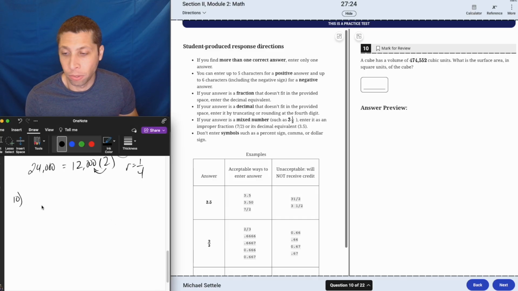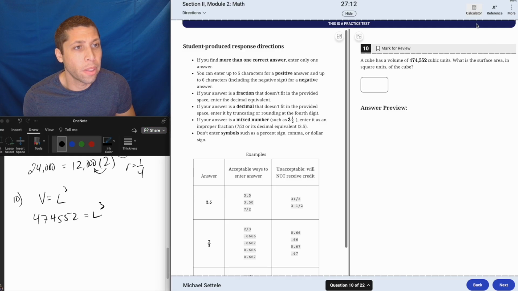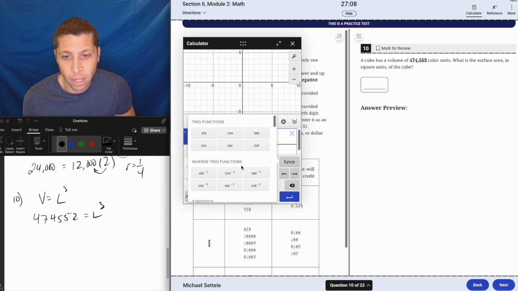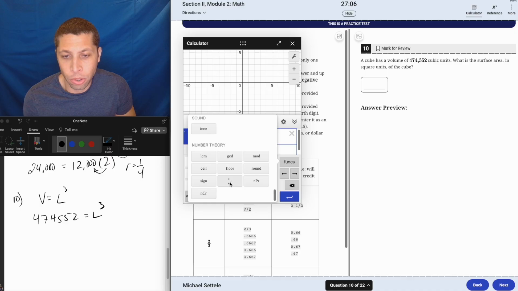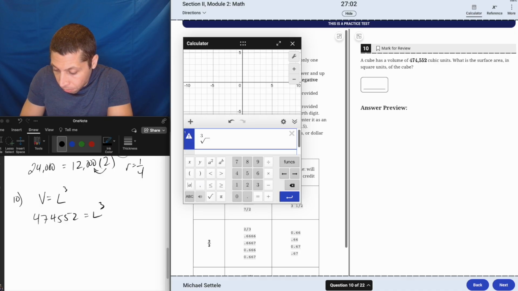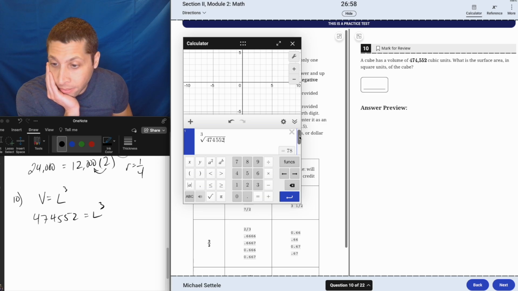A cube's volume is length times width times height, so same thing cubed, right? So 474,552. Let's take the cube root of that. I will show you where that is in the calculator. Since it's hard to find, you've got to go to functions, scroll all the way down. Nth root is right here. So we're doing the cube root of 474,552, which is 78.